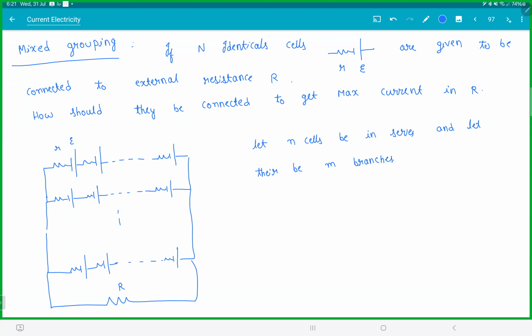Now, one reason for symmetry: generally, symmetries give maximum thing. But another logic is, if this is giving current I1, this is giving current I. If there is some branch which has a smaller number of batteries, then some current may go into that circuit. That means you're getting less current in the capital R, isn't it? So by making everything symmetrical, we are sure everyone is pushing current into the external resistance.